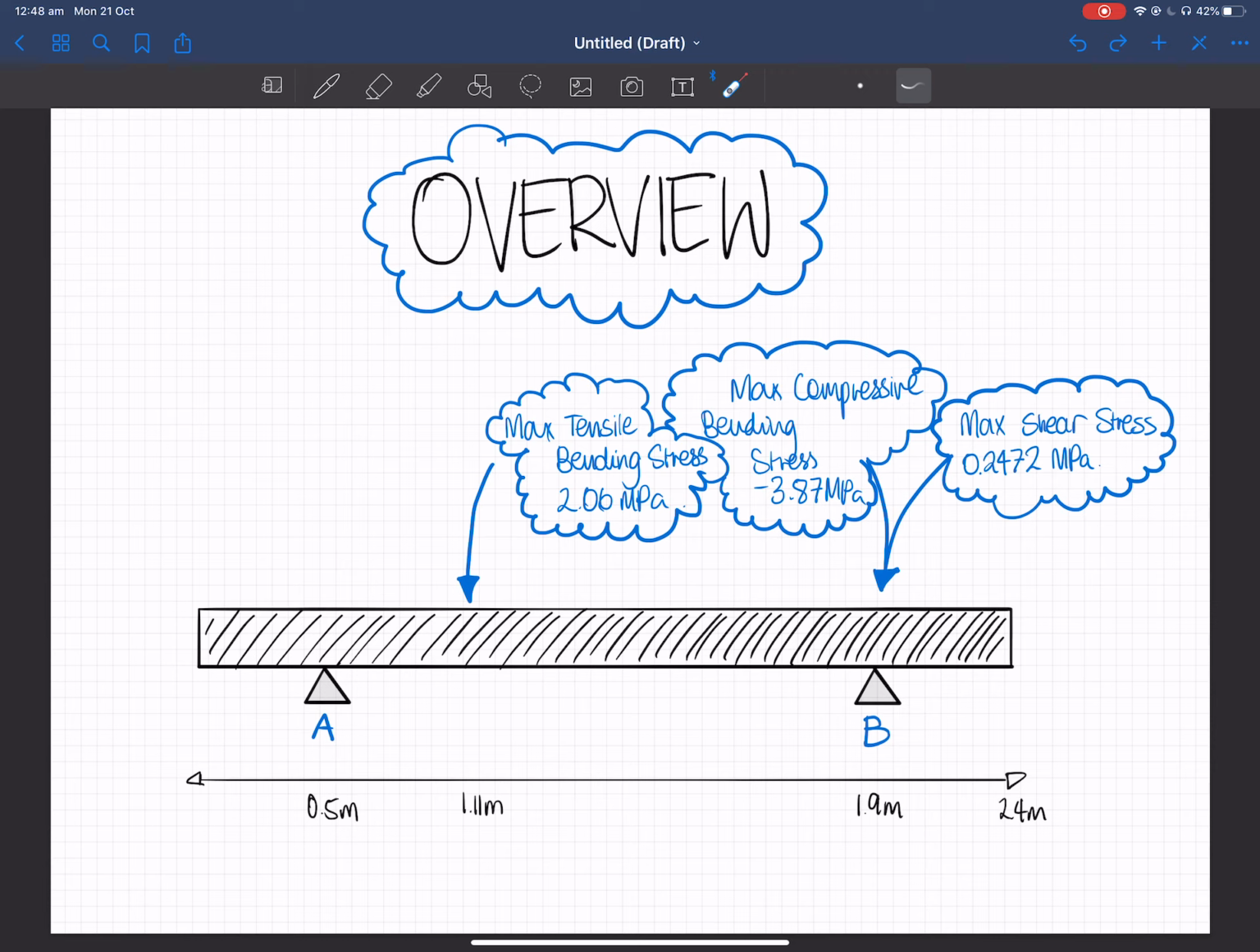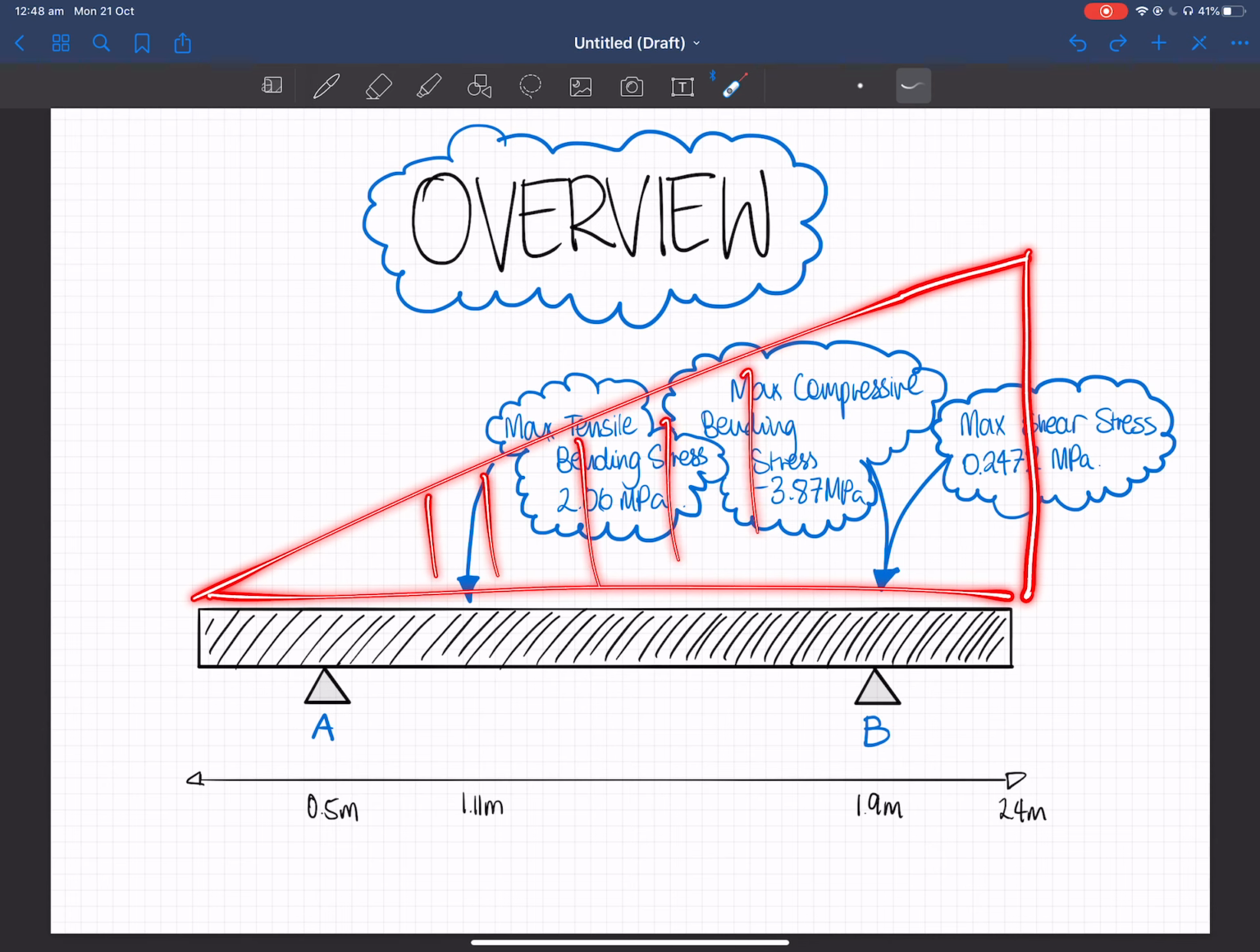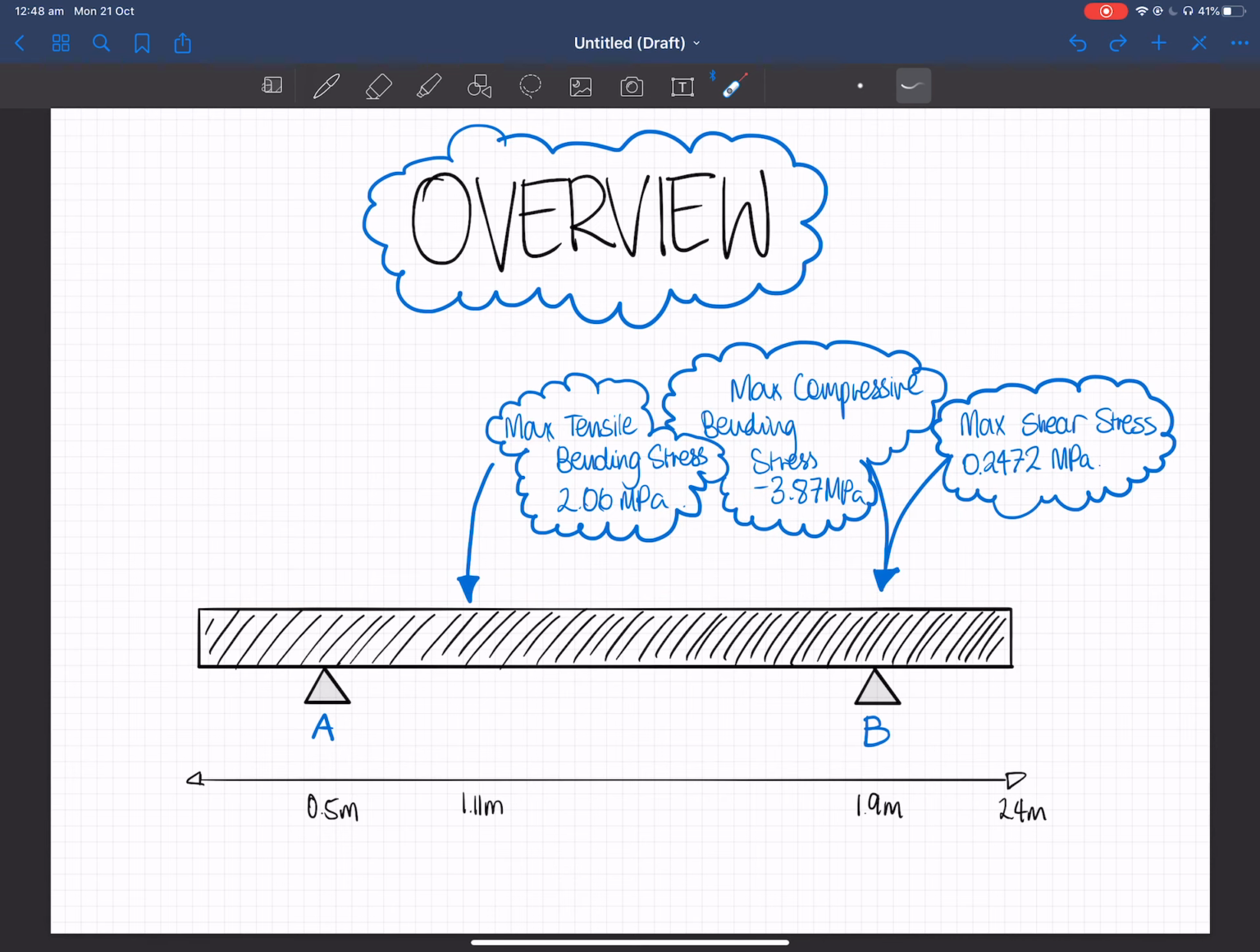And just from an overall standpoint, maximum tensile bending stress was located at this point. Maximum compressive bending stress was located here, and the maximum shear stress was located at B as well. So B undergoes a lot of stress there due to the distributed load acting like so, which made a lot of sense.